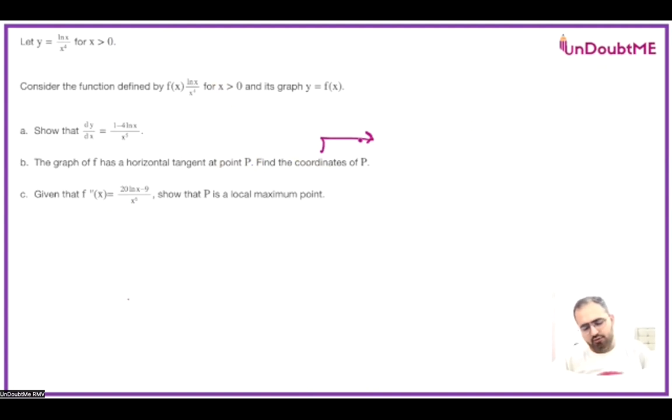Now we already have the coordinate of point P. F double dash x is given. You don't have to differentiate it again. Show that P is a local maximum point.